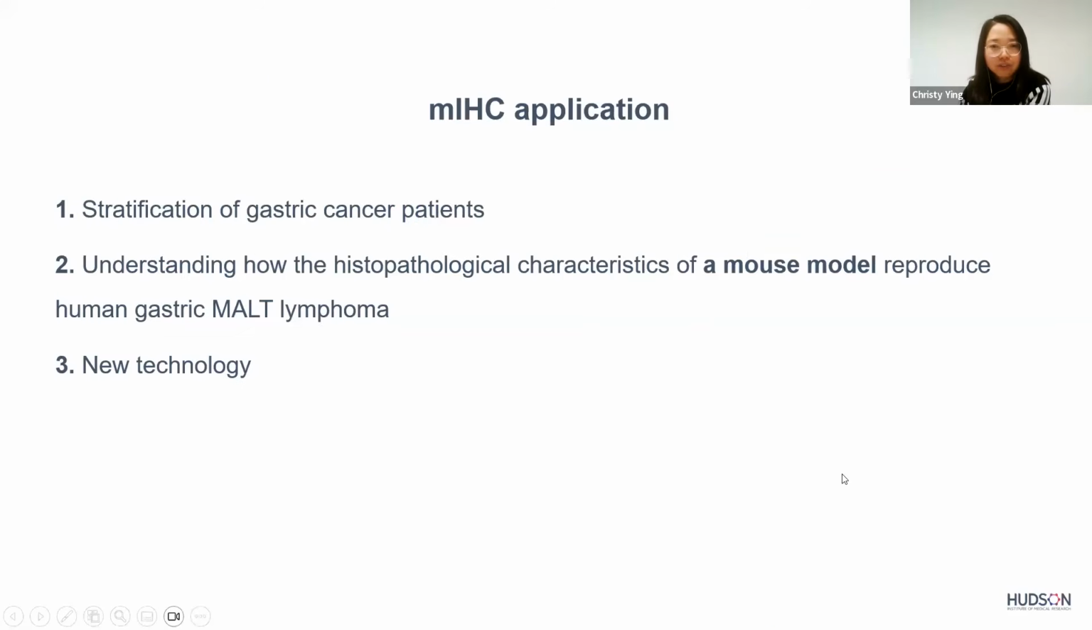So today I will give you a brief update on how I use and apply the mIHC technology. I have used it to stratify cancer patients, and also in a mouse model to understand how it resembled the characteristics of human gastric MALT lymphoma. And in the end, I will also briefly update you on a new technology in the multiplex IHC field.